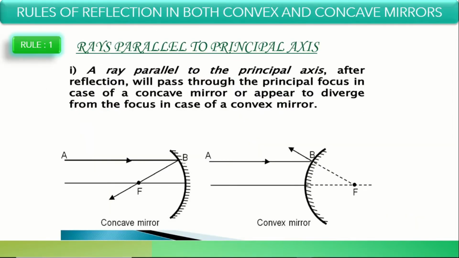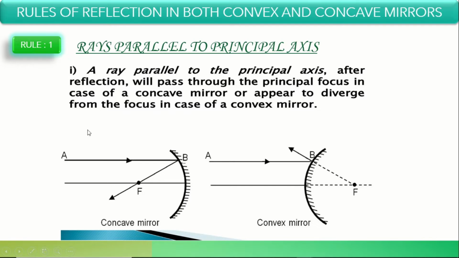Now we are going to learn about the rules of reflection in both convex and concave mirrors. Rule 1: rays parallel to the principal axis. An incident ray parallel to the principal axis, after reflection, will pass through the principal focus in the case of a concave mirror, or appear to diverge from the focus in the case of a convex mirror.